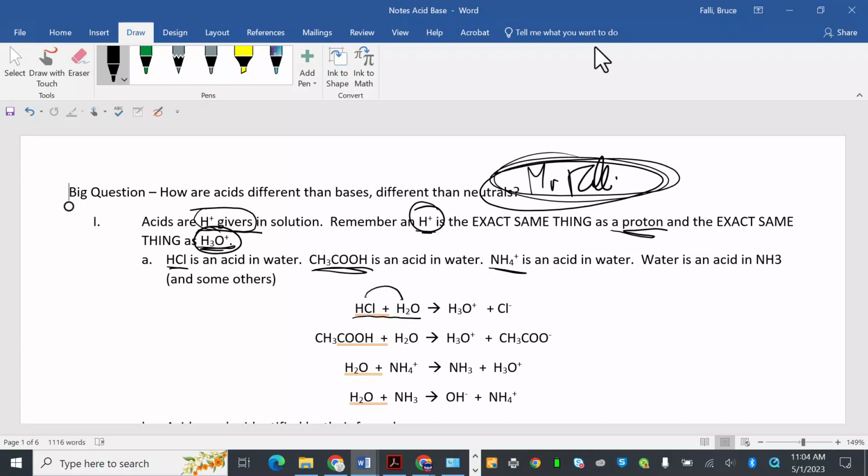HCl is going to give an H positive to water and make H3O positive and leave Cl negative. CH3COOH is an acid. This H right here is the acidic H. It's going to be given to water and make H3O positive and acetate. NH4 positive is an acid in water. NH4 positive gives its H over here. You get H3O positive and NH3. Water is an acid in NH3. Water is going to give its H positive to NH3 and make that. So do you see how acids are H givers?